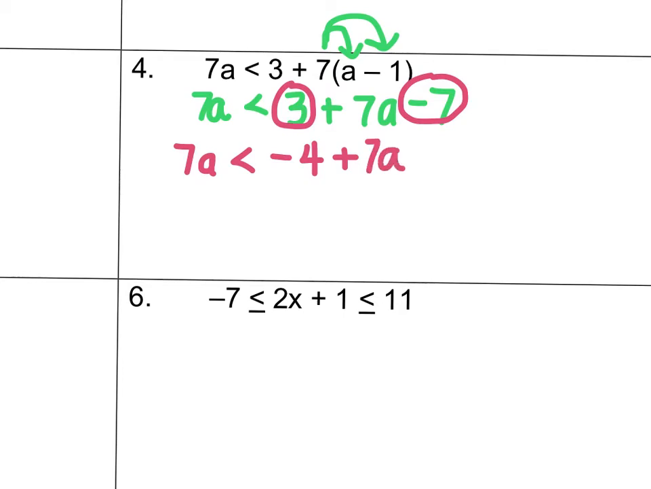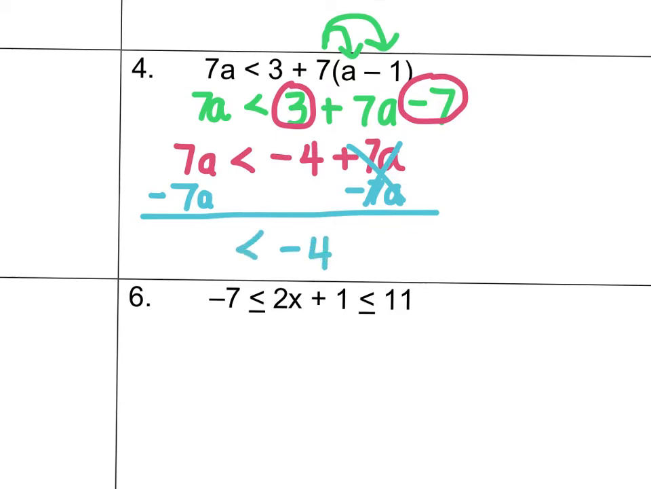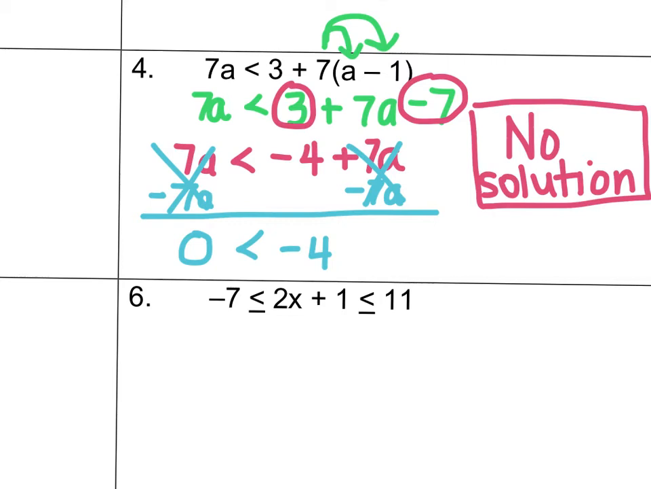So let's next try to get our variables together. So we're going to subtract 7a. It cancels out. We're left with -4 on the right side. And on this side, oh, it cancels out as well. We have a 0. So once the variables cancel out, if you are left with a false statement, then the answer is that there is no solution. Since there is no solution, there is no way to graph.